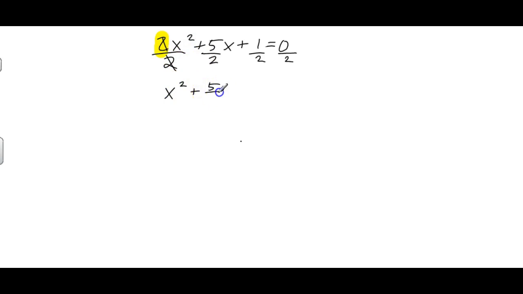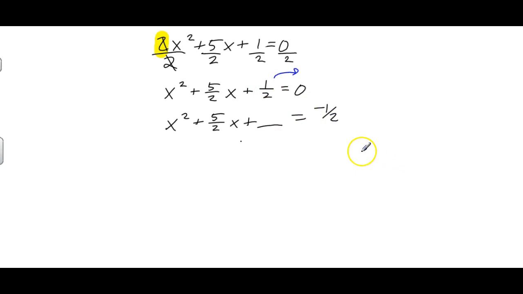Now, I told you completing the square is a little harder than factoring. One of the reasons is we really got some fractions, and you've got to just be okay with that. It's okay, we can handle fractions. So again, same kind of technique. We want this number off to the other side, so we can get it to look like a perfect square. So plus 5 halves x plus blank equals, I'm going to subtract negative 1/2 from both sides, and you get that.